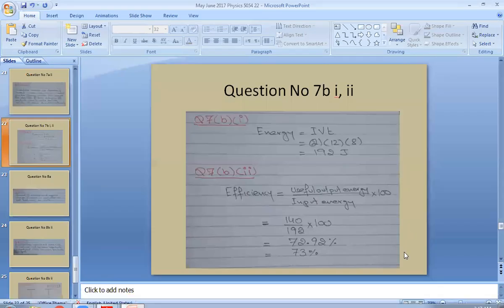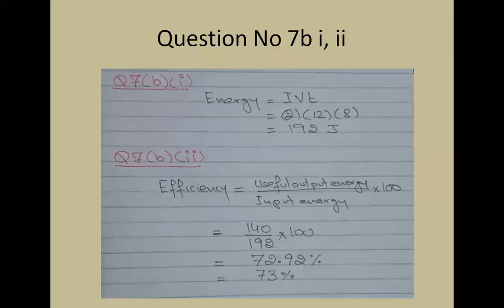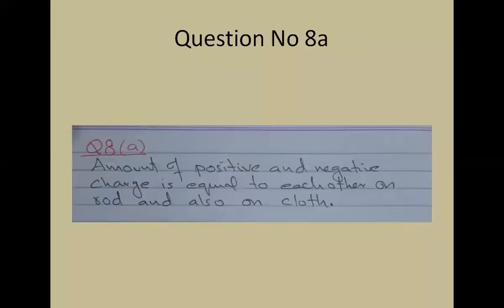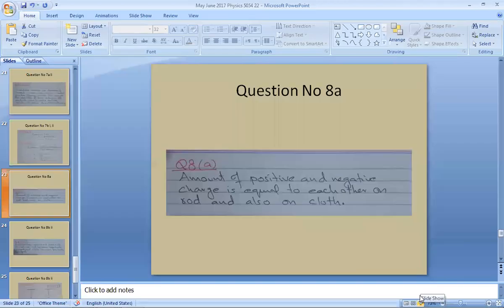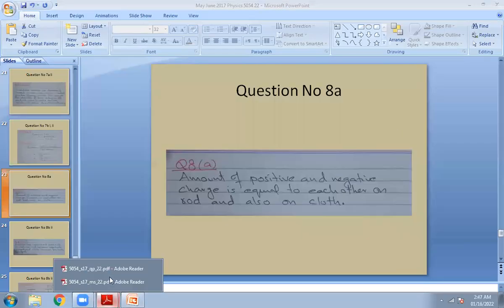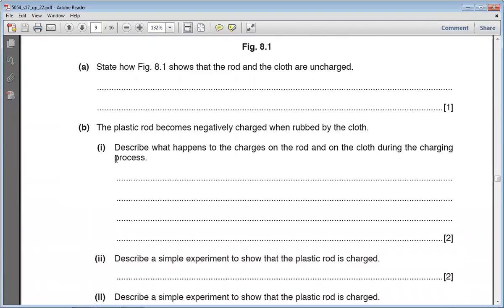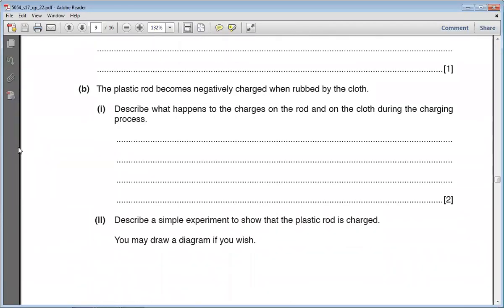So let me show you my answer. Okay, so question number 8, the amount of positive and negative charges is equal to each other on the rod and also on the cloth. So that's why they both are uncharged. They both are neutral. Hopefully you understand. Okay, so that was one part.